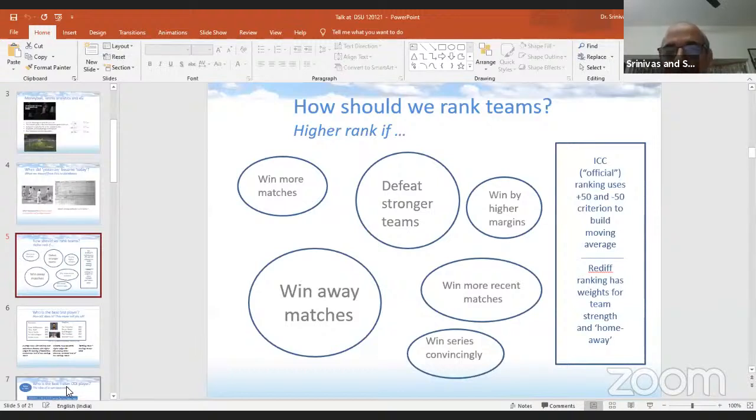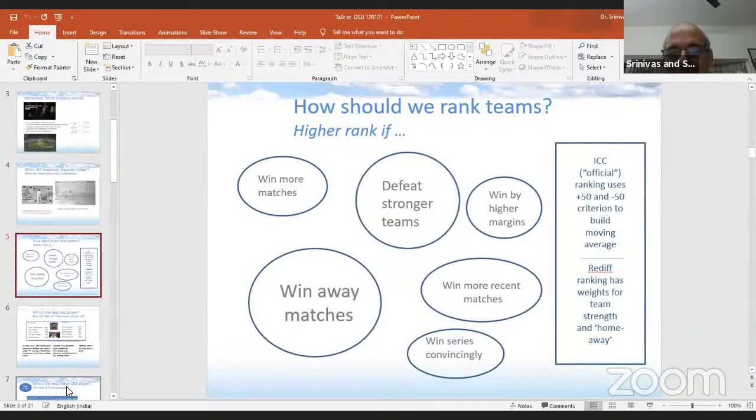If you win by higher margins, it's much better. If you win more recent matches, it's better. You see, I'm trying to find out who is the best team right now. Let me go on; we'll answer the questions at the end as far as possible. I want to know who's the best team currently, at this point of time, beginning of 2021. So if I won a lot of matches in 2017, today it doesn't tell you the story, right? So I should win more recent matches.